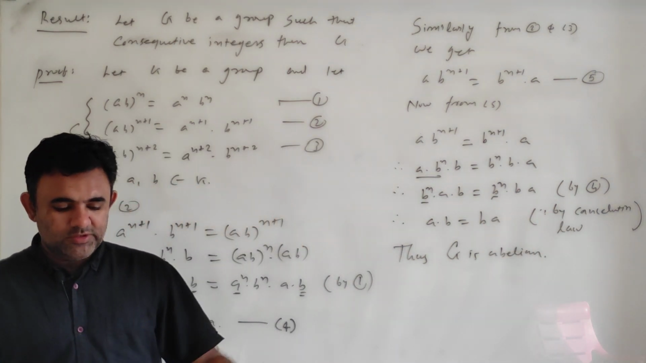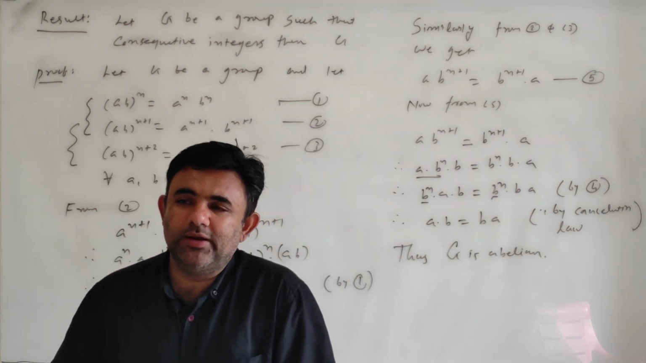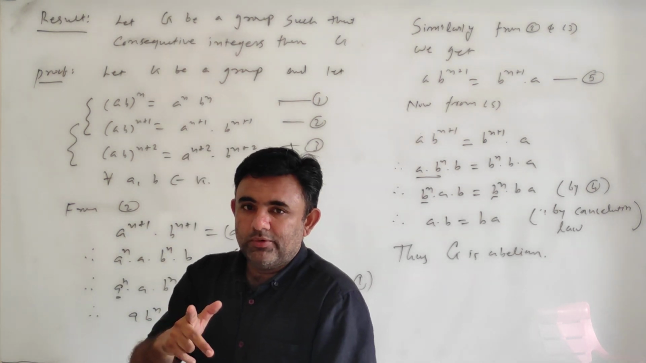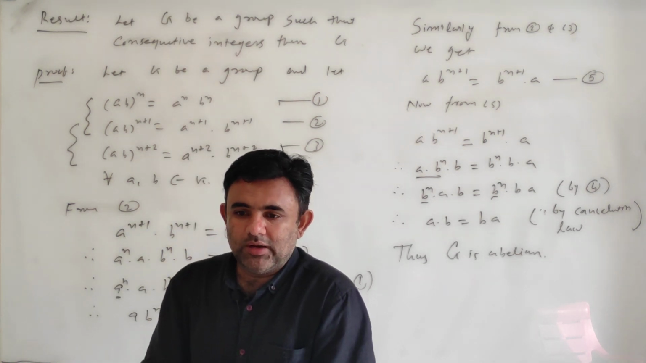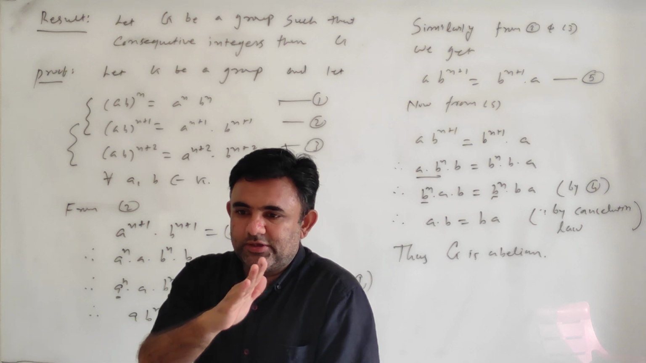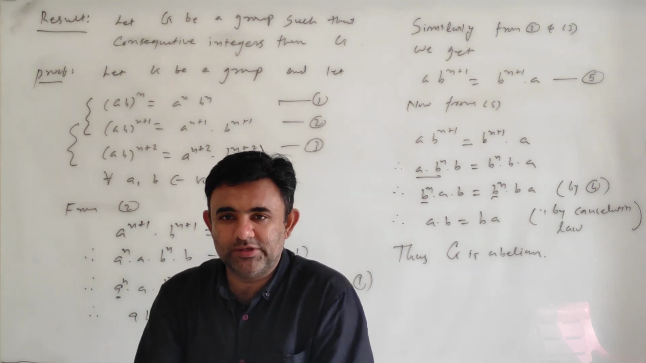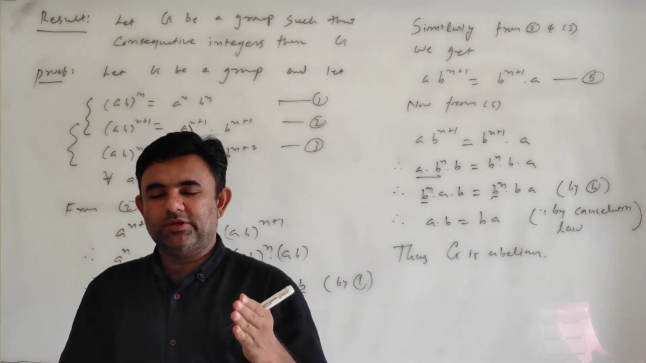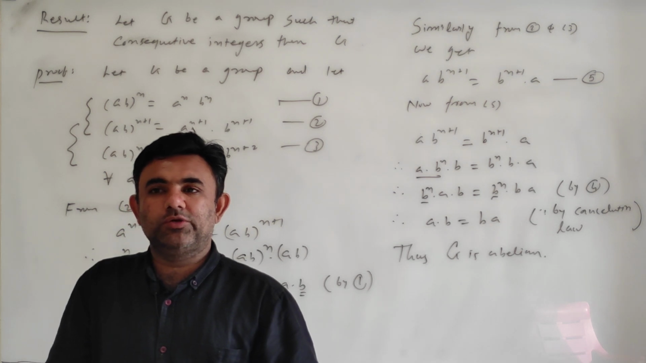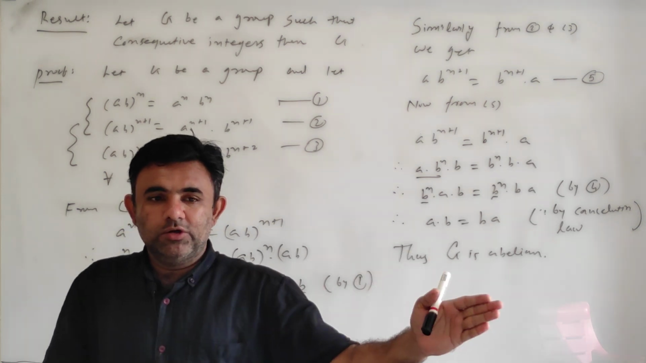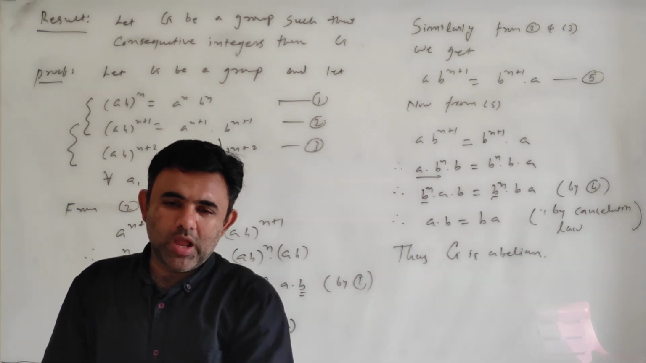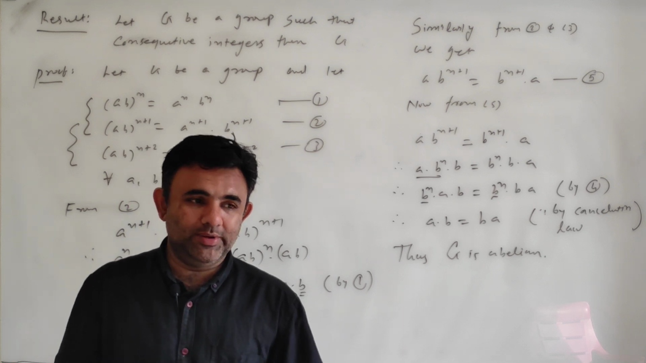So what does this result say? If you have any integer, and corresponding to that integer you look at the three consecutive integers, and if you distribute those three consecutive integer powers to every element, then your group will be abelian.